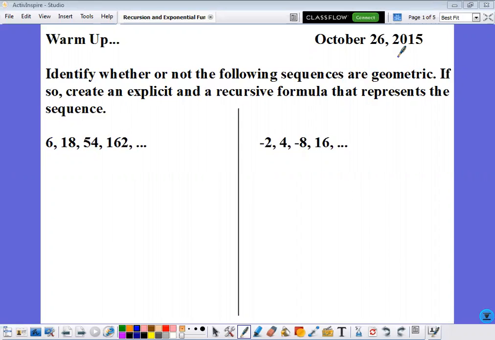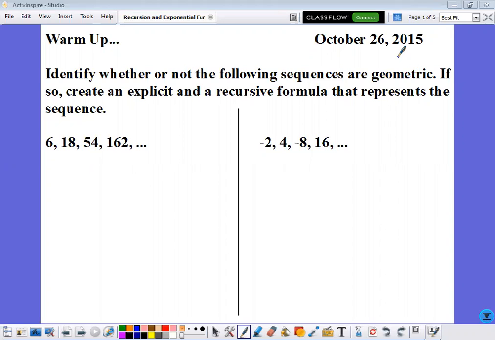With geometric sequences, very similar process, still going to be identifying the first term. However, now we're going to be talking about a common ratio instead of a common difference. So this question is asking us to identify whether or not the following sequences are geometric, and if so, create an explicit and recursive formula that represents the sequence. Give you a quick hint, they are both geometric sequences. And the reason why is because both of them will have a common ratio.